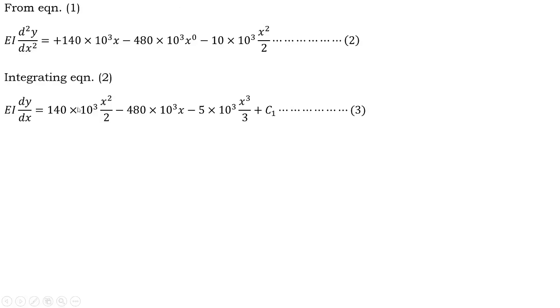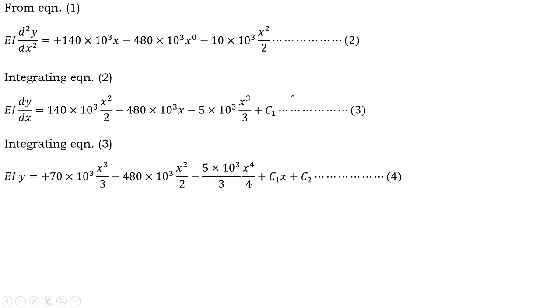So this 140 into 10 to the power of 3 as it is, integration of x is x square by 2, minus 480 into 10 to the power of 3 as it is, x raised to 0 is x, then minus this 10 by 2 is 5, therefore I have simplified here, it is 5 into 10 to the power of minus 3, then x square is x cube by 3, plus integration constant c1. Now this dy by dx is the equation of slope, we call it the equation of slope because dy by dx is my slope.